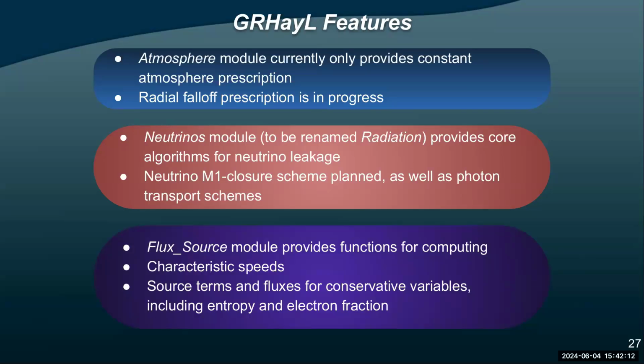And the flux source module, of course, provides functions for computing the characteristic speeds, which are needed both for the fluxes and for the induction equation. And then also the source terms and fluxes for the conservative variables for computing the right-hand sides. And this includes both entropy and the electron fraction, which is for tabulated equation of state. So depending on which equation of state you're using and whether or not you're involving entropy, you're going to want slightly different functions from GRHayl, and we have the different variants provided for whatever you want to use there.